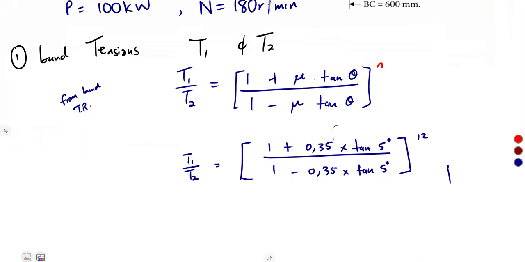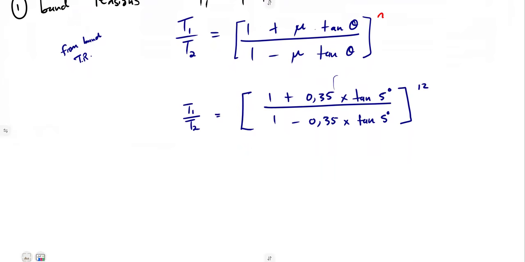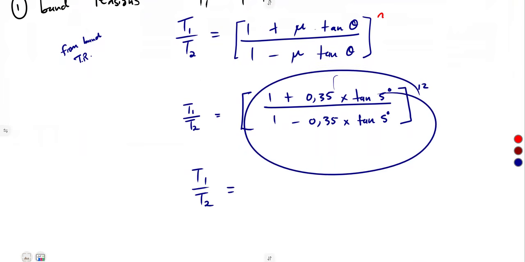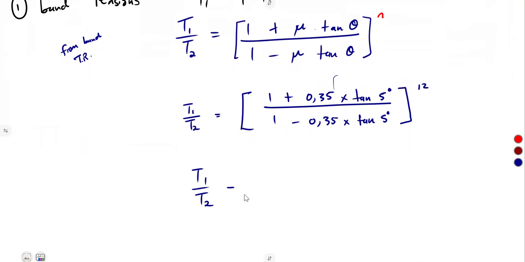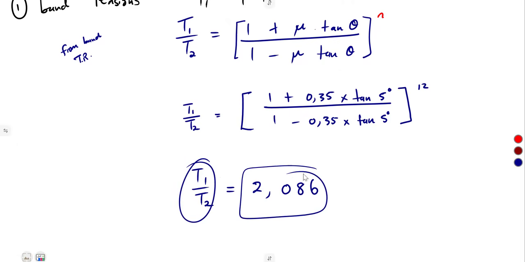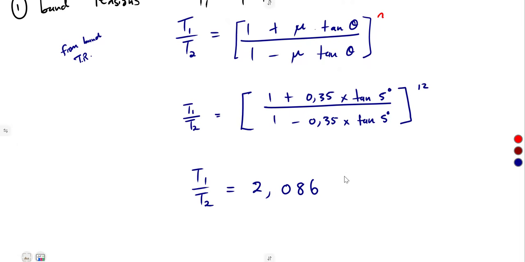All right. So I want you to simplify this properly. You simplify, just round off to 3 decimal places. Or you can just round off to any decimal place that you're comfortable with. So that is going to give us, if we simplify this part, 2,086. So this is what we have. So this represents the band tension ratio. This one, T1 over T2 is equal to this. It is the band tension ratio that we have just calculated.